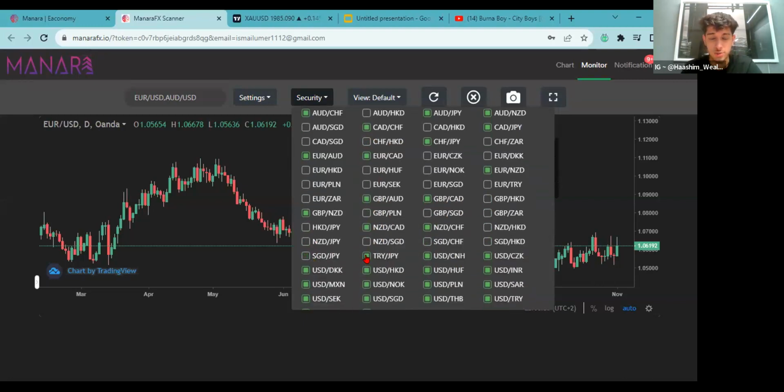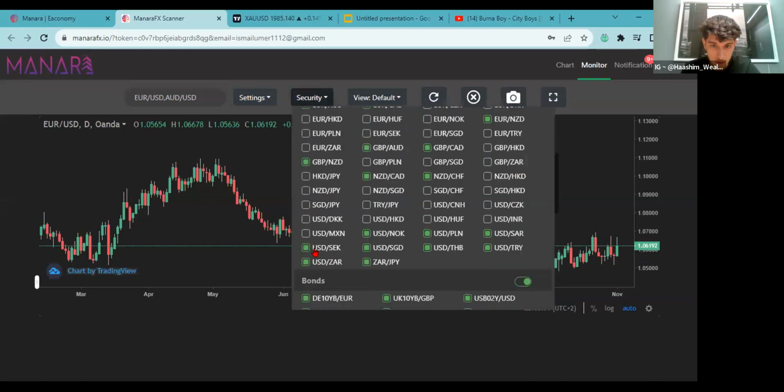I personally don't trade these because I've never traded them before, right? So I'm not going to preach about something I've never traded before. Let me get rid of this. Where's it gone? SEK, okay, cool. NZD, CHF, okay, cool.